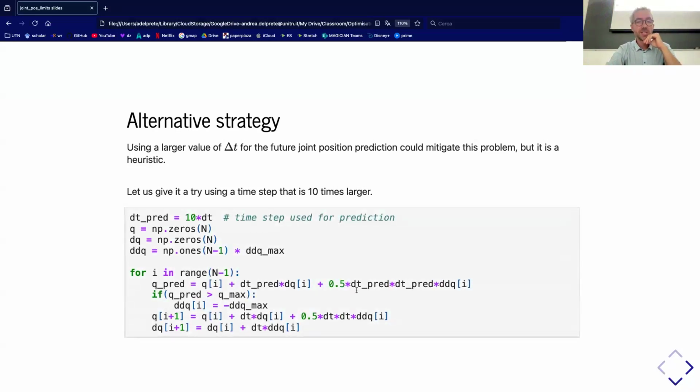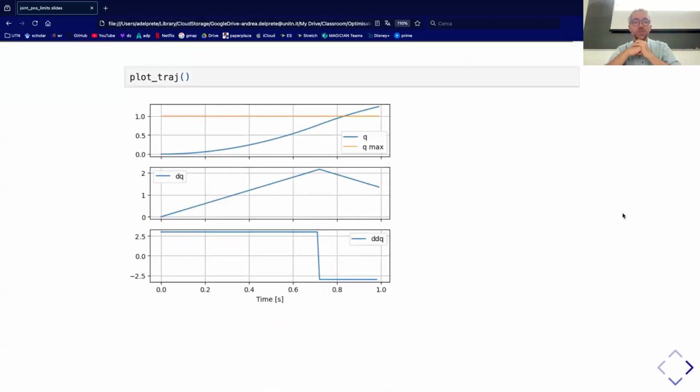So the code is basically the same. The only difference is that here I'm not using dt, I'm using dt pred, which is this value that I've set, in this case, equal to 10 times dt. Very minor change. So if I run this code again, I can see it didn't work. I'm still violating the joint position limits, but something changed because now the robot didn't start braking at 0.8, but roughly at 0.7. So there was kind of the effect that we wanted, just not enough.